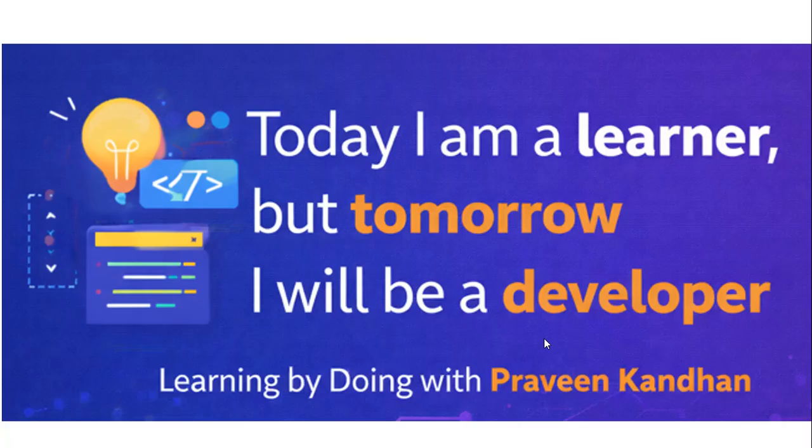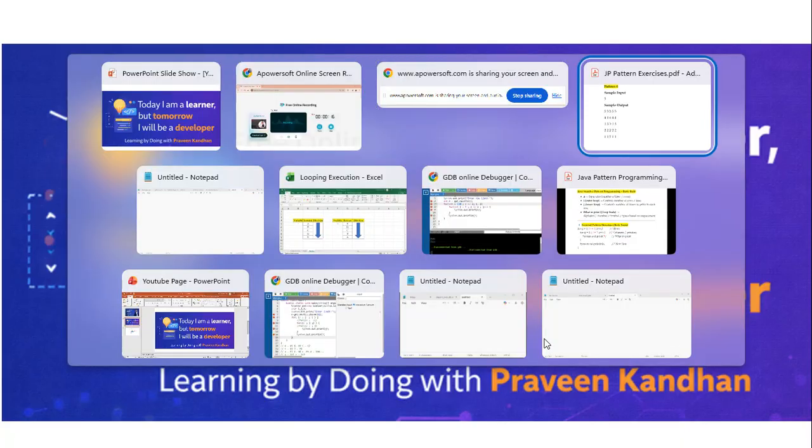This is Praveen. In this Java playlist, we will learn pattern programs step by step. This is Java programming session number 13, pattern 7, reverse alphabet square pattern.